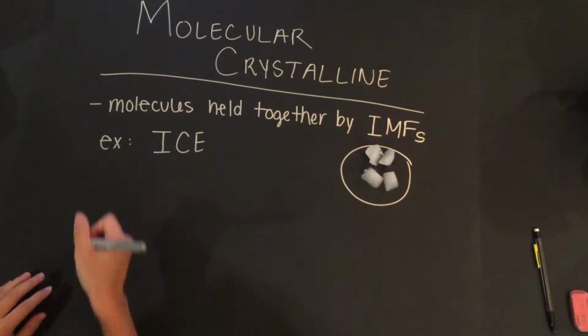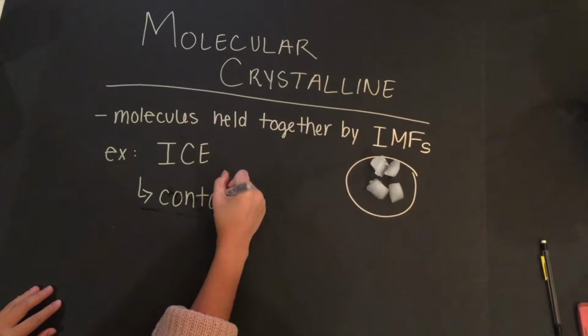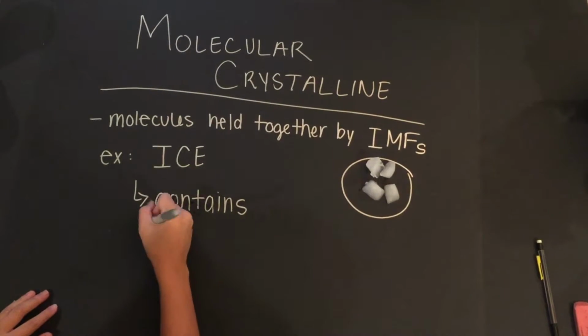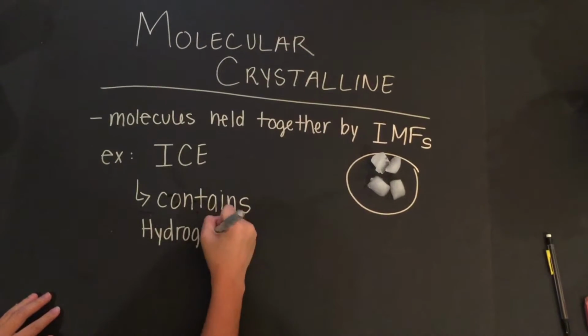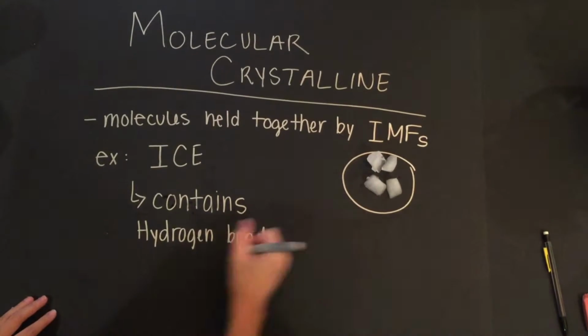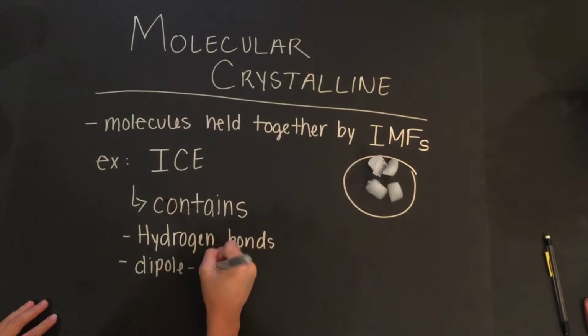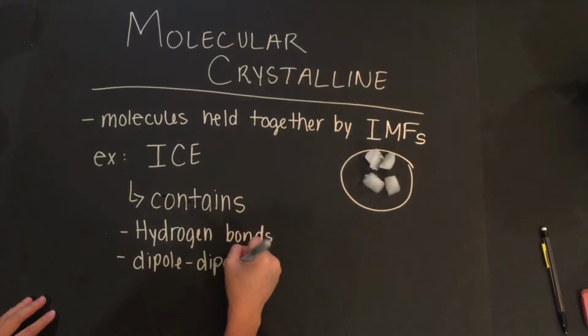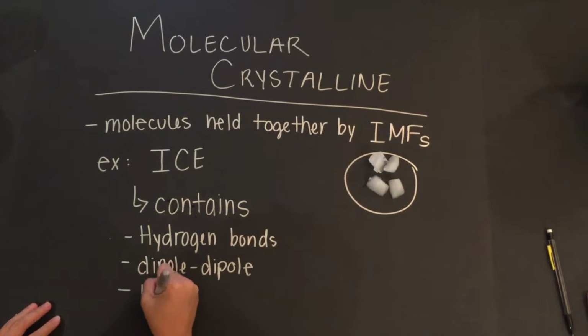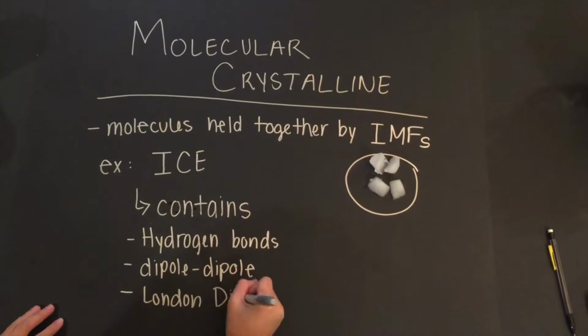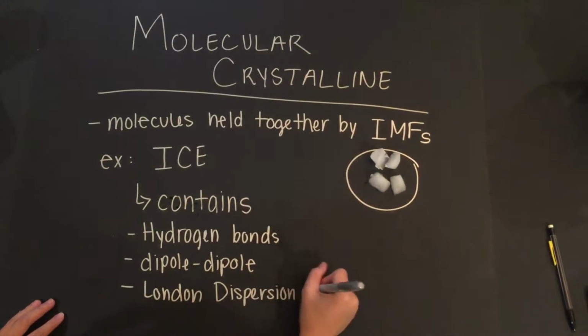Ice contains the following intermolecular forces. Hydrogen bonds exist between the hydrogen and oxygen atoms. Because water is polar, dipole-dipole attraction also occurs. This type of attraction exists between polar molecules. London dispersion forces, also known as induced dipole attraction, also occurs in ice.